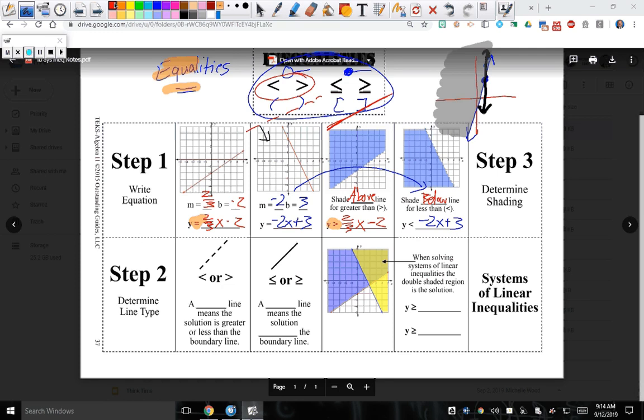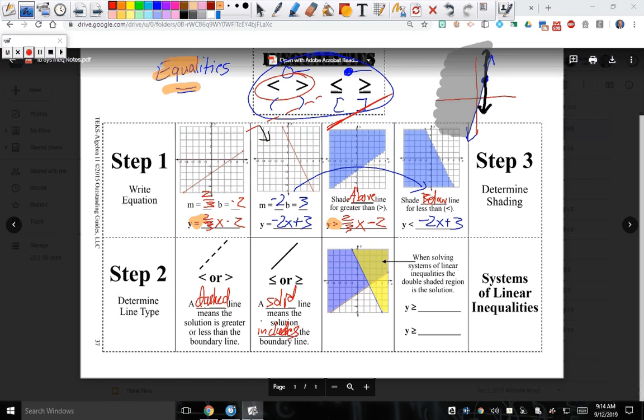Okay, so let's go to step 2. A blank line means the solution is greater than or less than the boundary line. What would I put there? A dashed line. And then right here is a solid line. Means the solution blank the boundary line. What do you think goes in that blank? Includes, for sure. Includes, that's huge. If it's on a dashed line, it's not included as an answer. But if it's on a solid line, it is included as an answer.